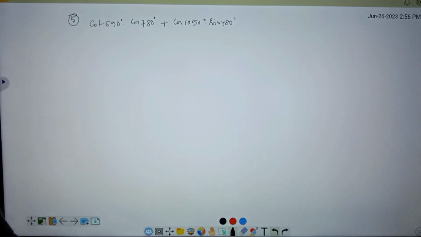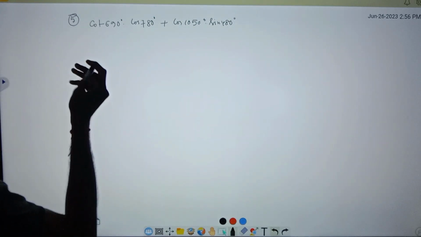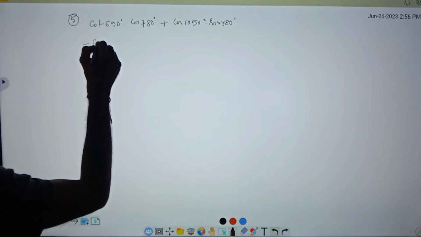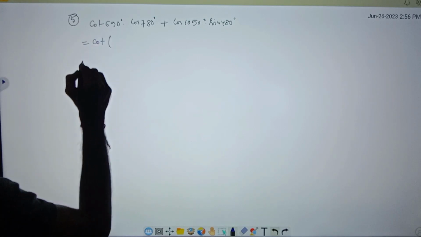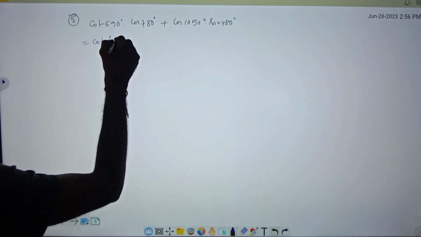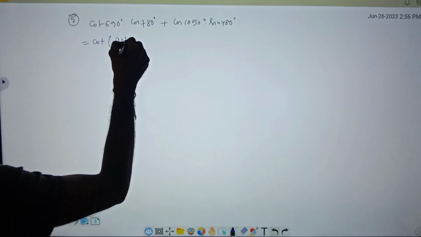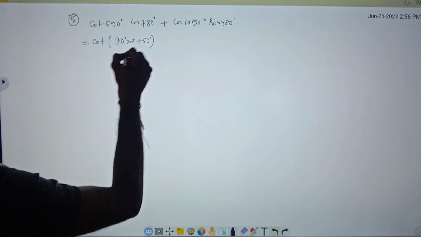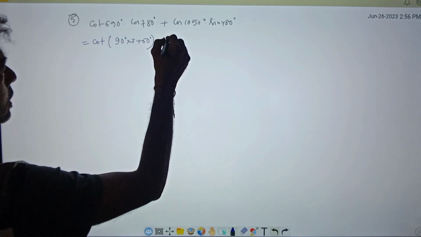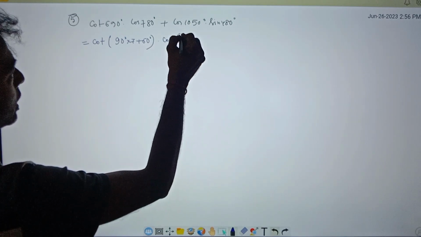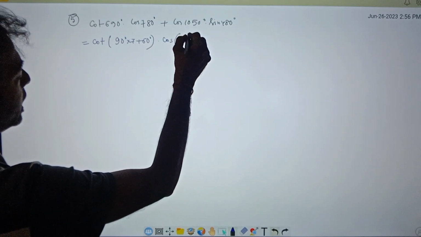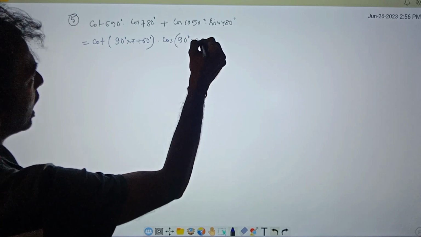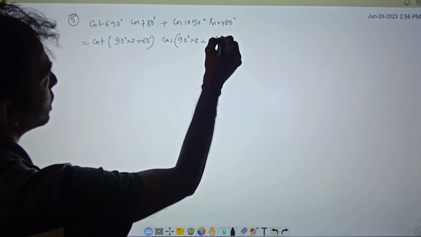So what will be the calculation part here? This is also very easy. Cot 690 degree. 690 degree means 90 into 7 plus you are going to adjust it with 60 degree. After that cos 780 degree. That is going to be 90 into 8 plus 60 degree, right?